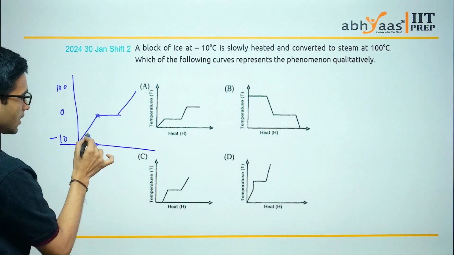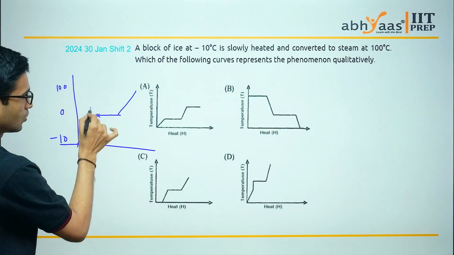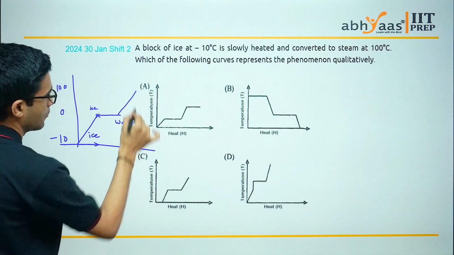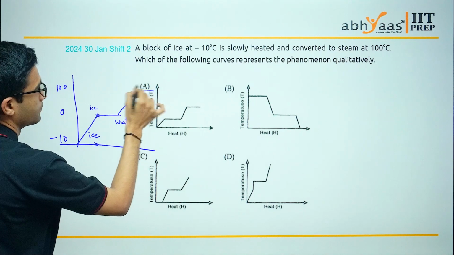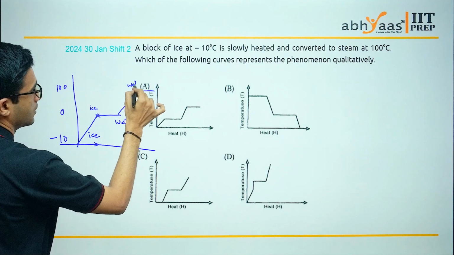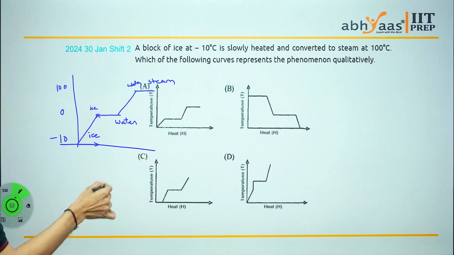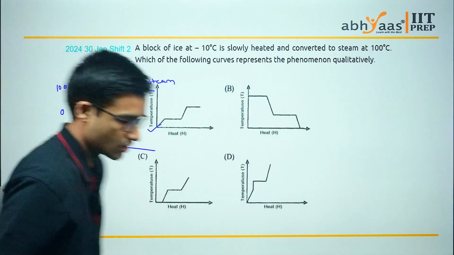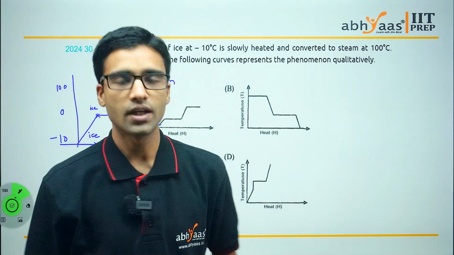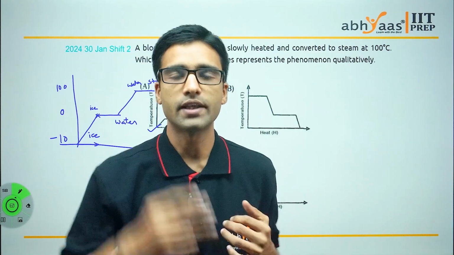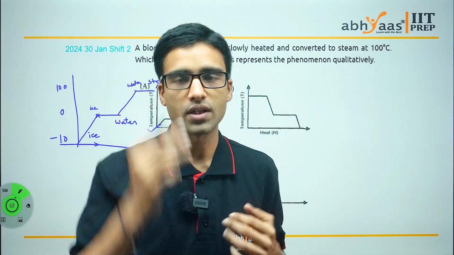So this is the ice stage. This is the ice to water conversion. Next, water to steam conversion at 100 degrees centigrade. That's why this is the curve, so A is the option. Continuously we are giving heat and change of state has to happen from ice to steam, so from ice to water it will convert.